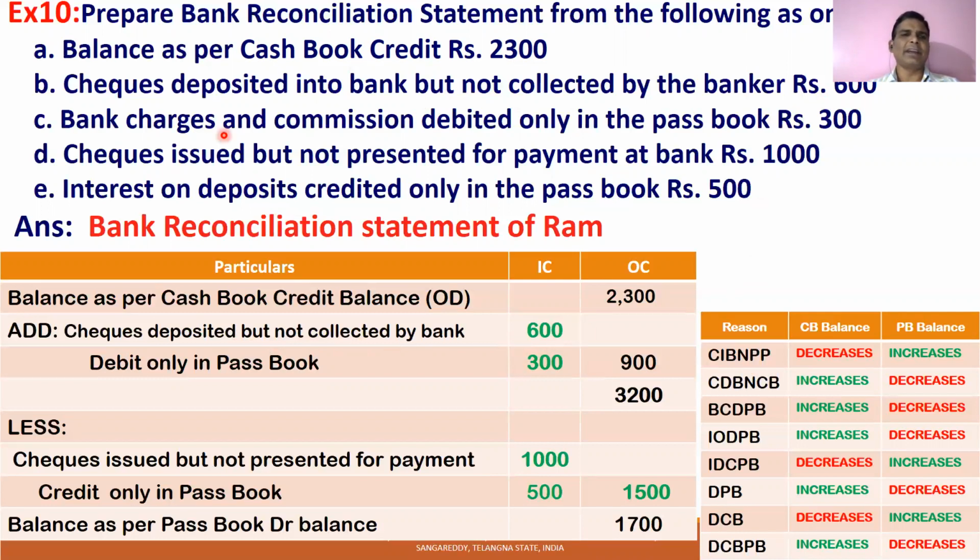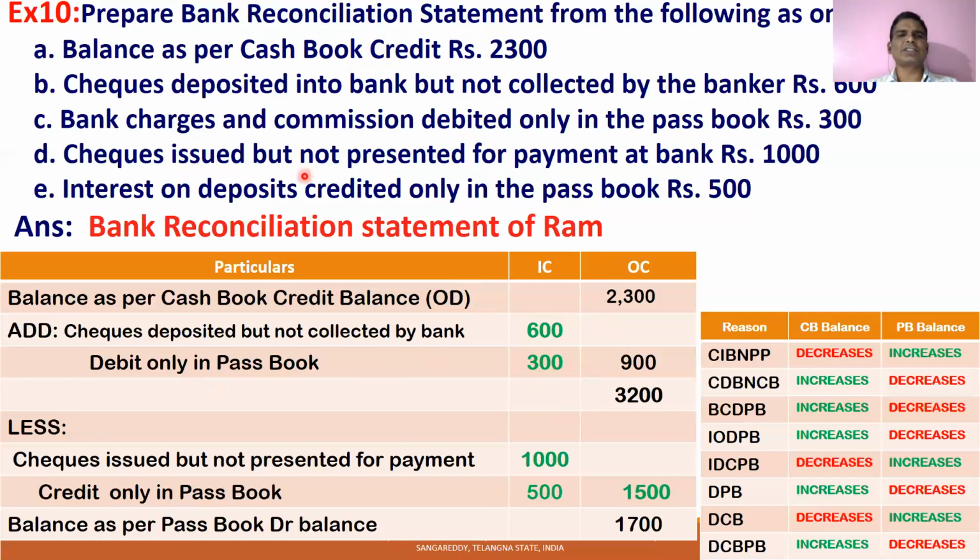Second point, bank charges and commission debited only in the passbook, 300. Whatever is debited in the passbook, passbook decreases. Not entered in the cash book, so cash book increases. When cash book increases, because it is an OD balance, we have to add. Debited only in passbook, 300, we add.